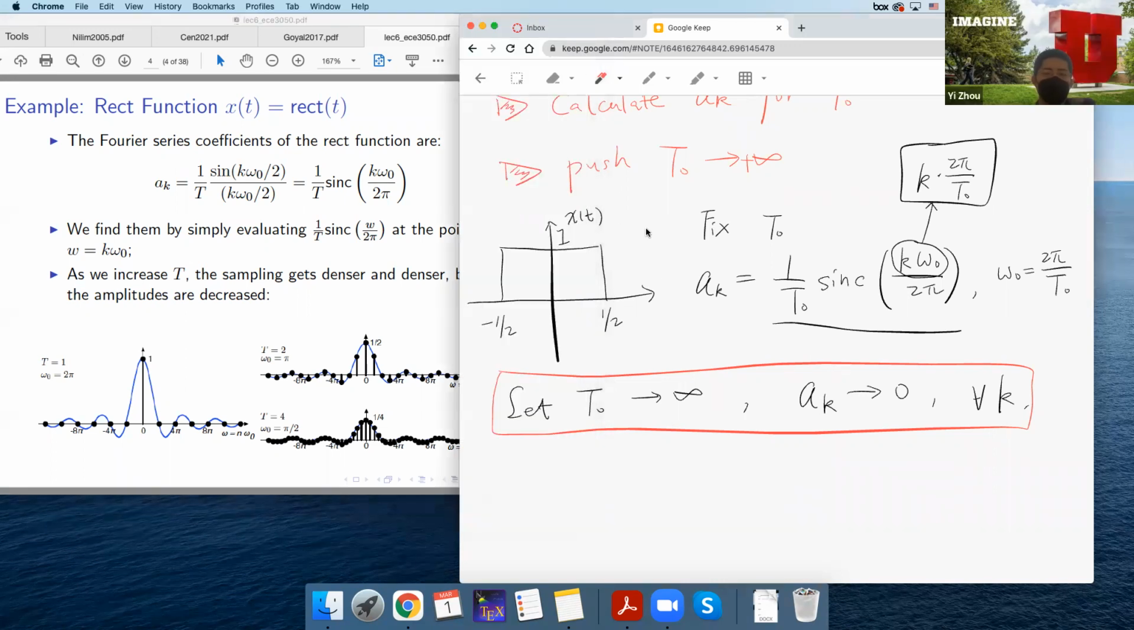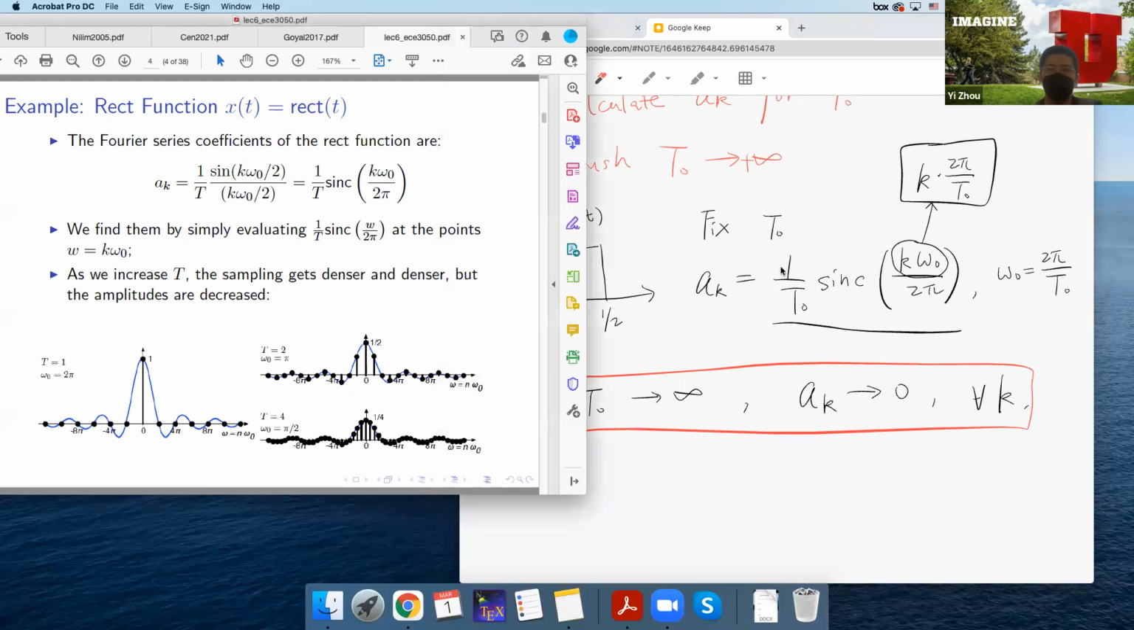So the idea is to somehow get rid of this. Now the issue is caused by this coefficient 1 over capital T in the Fourier series formula. This part is introduced in that formula for calculating AK. However, in this case, it is this coefficient that causes the spectrum to vanish in the limit. So the idea is to get rid of this coefficient, and then that naturally gives us the definition of Fourier transform.